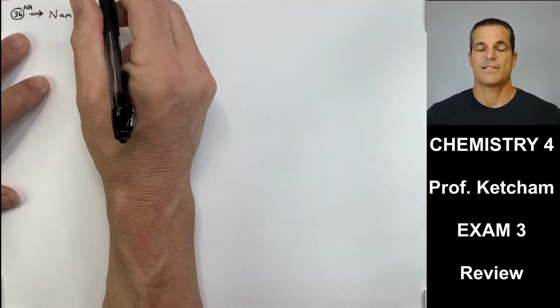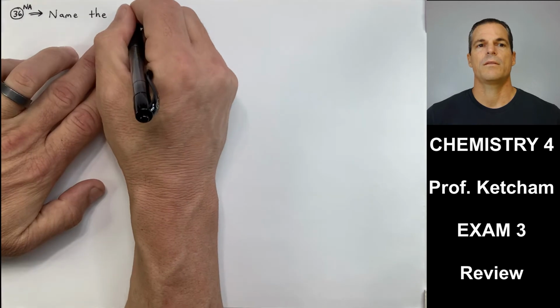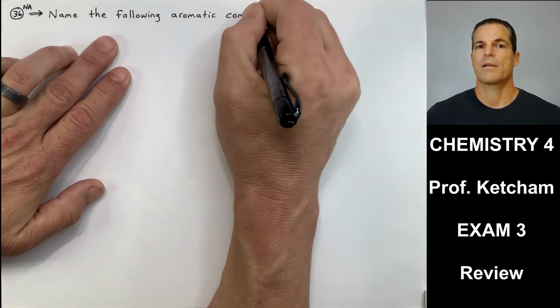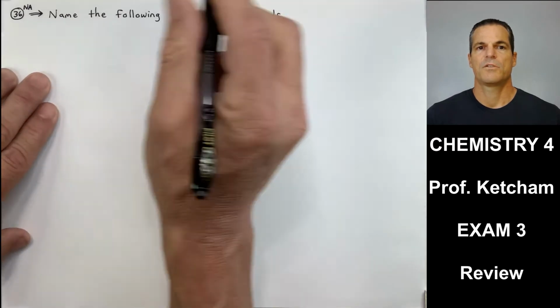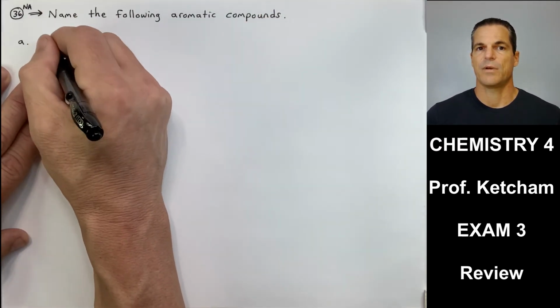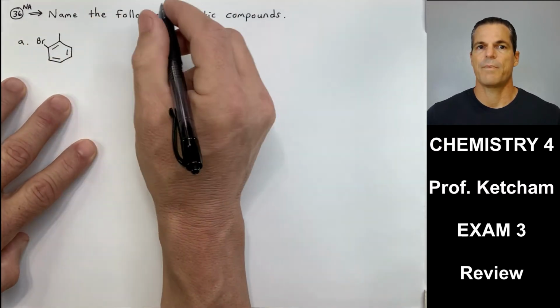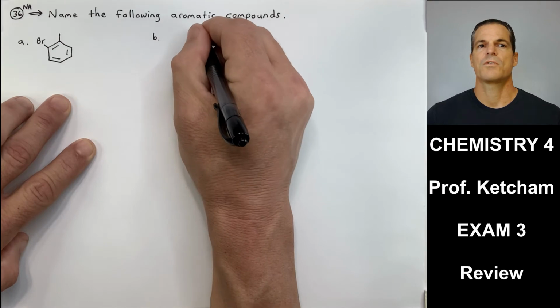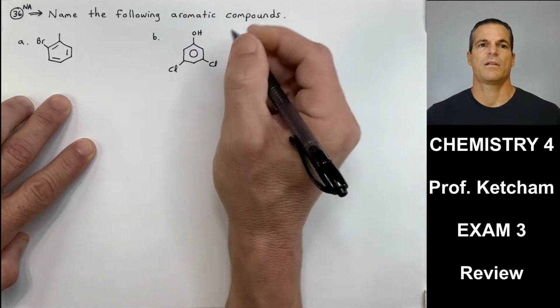36 was not assigned, but I think it's important to go over it. So 36 says, name the following aromatic compounds. To draw an aromatic compound, for us in this class, it's a benzene ring. There are two ways for us to draw benzene rings. You can draw the circle in the middle, or you can draw alternating double and single bonds. And I've drawn both here.